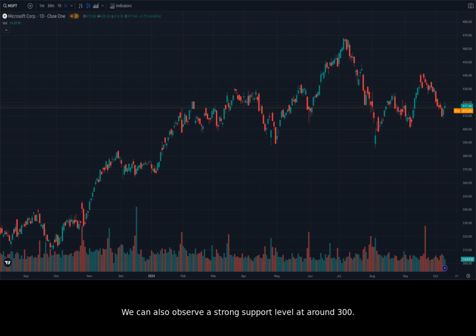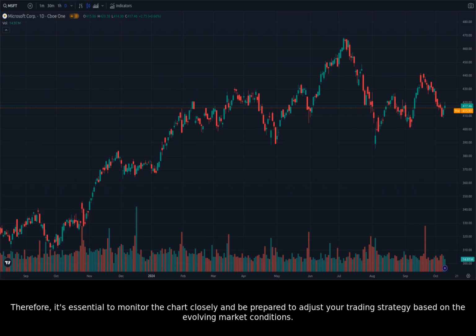We can also observe a strong support level at around 300. If the price breaks below 350, this could be the next key support level to watch. It's important to keep in mind that these support levels are not guaranteed. Other factors, such as news events and overall market sentiment, could influence the price action. Therefore, it's essential to monitor the chart closely and be prepared to adjust your trading strategy based on the evolving market conditions.